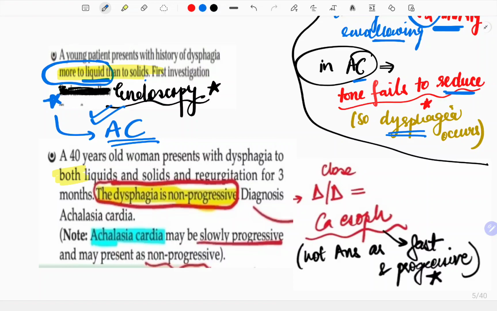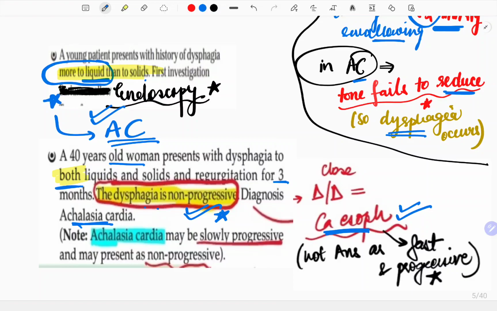Now next question, a 40-year-old woman presents with dysphagia to both liquid and solid and regurgitation for 3 months. The dysphagia is non-progressive. The diagnosis? See, the close differentials I told you are achalasia or carcinoma esophagus, but the main difference is that if the dysphagia is non-progressive, it is achalasia, but if the dysphagia is fast and progressive, it is most probably carcinoma esophagus.